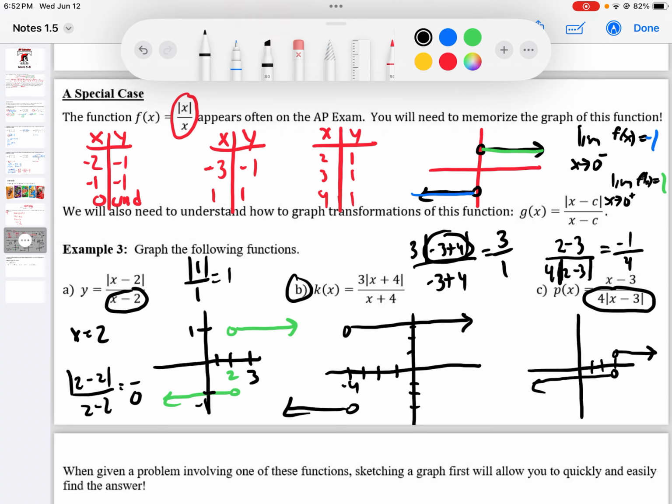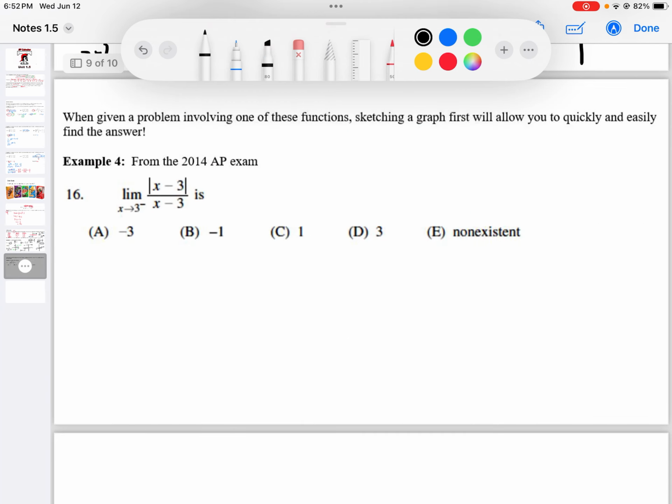All right, let's do one more example, where it's all tied in together. This is actually on the 2014 AP exam. It says, what is the limit as x approaches 3 from the left of that function? And you have to memorize this. You have no formula chart that shows you what this looks like. You just have to kind of work it out.